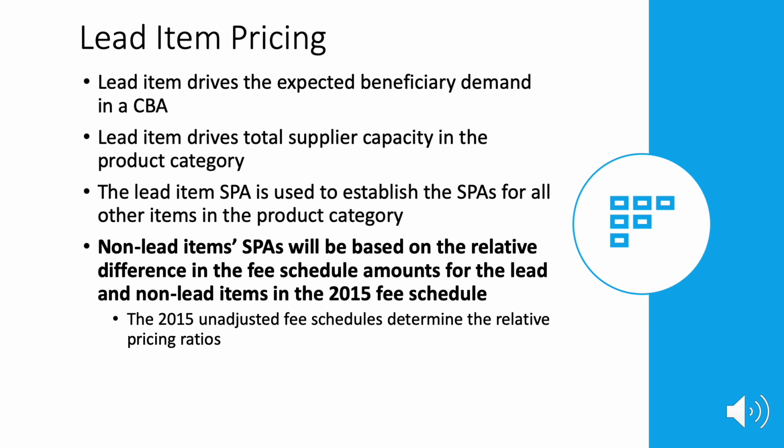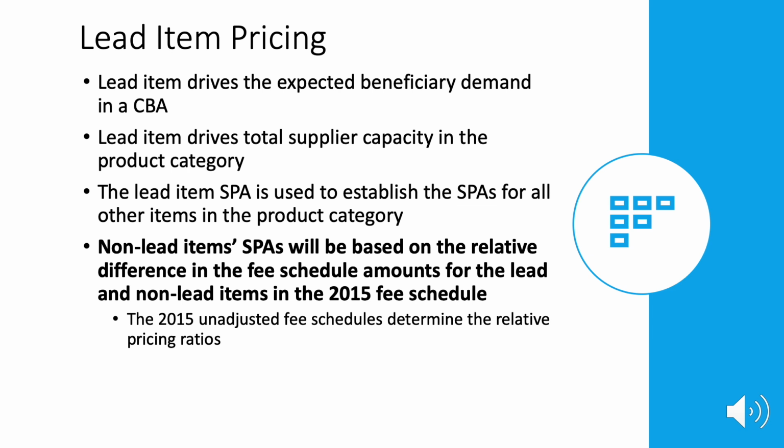The lead item also drives total supplier capacity in the product category. And what that means is similar to the beneficiary demand, CMS will be only totaling the supplier capacity related to the lead item. They will not be including supplier capacity for all of the non-lead items. Again, CMS will be making the assumption if the supplier or the contractor or the bidder can provide a certain number of lead items, then it can also provide the number of non-lead items that will be required during that contract period, in conjunction with all of the other contractors in that particular bid area.